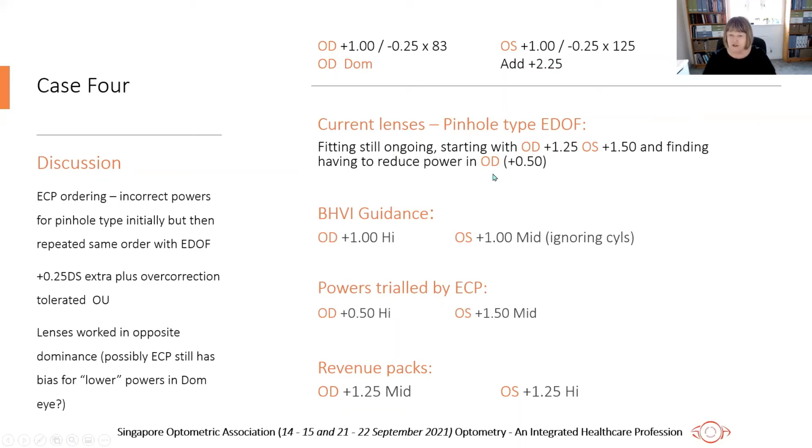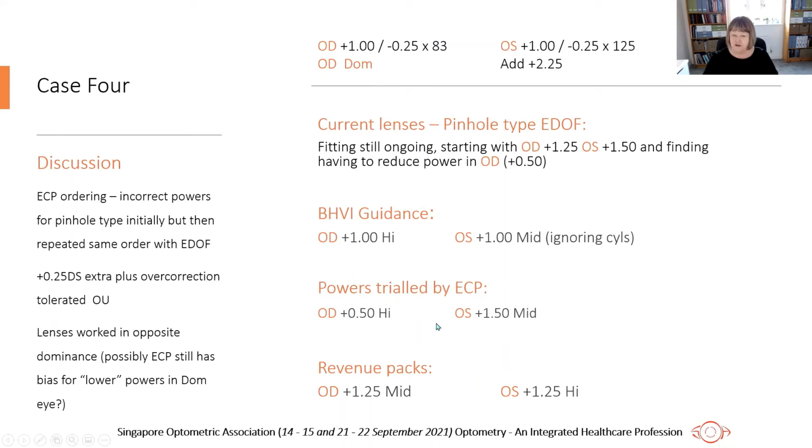Found he had to reduce the right power to 0.50. So when he went to EDOF, the patient was wearing pinhole 0.50 right, 1.50 left. The guidance is this, but because he'd already started the patient on one type with that, he went straight to that with EDOF, which is, again, what I'm advising you not to do. Always start again from first principles, learn what you're supposed to do, and work with that.